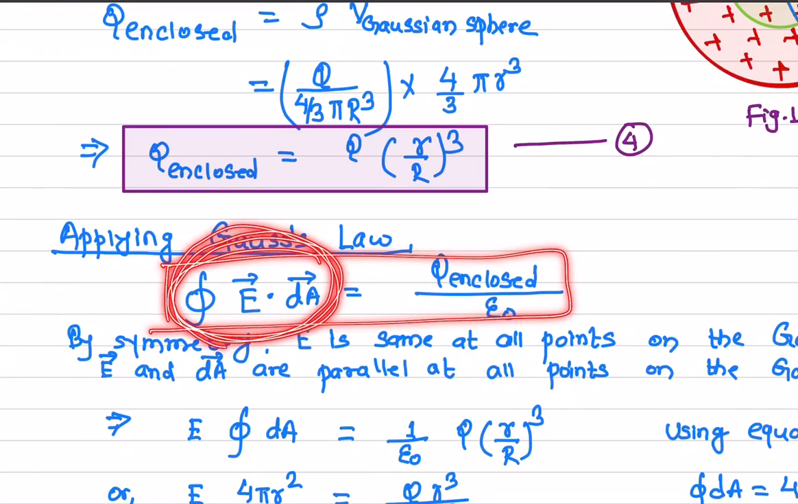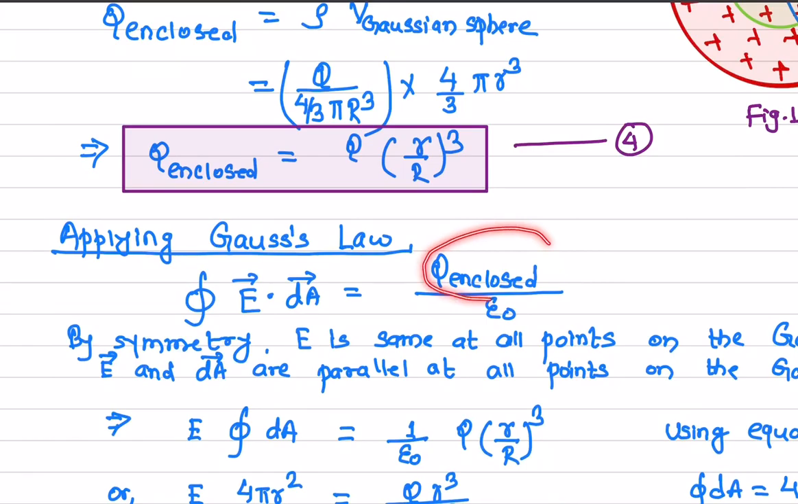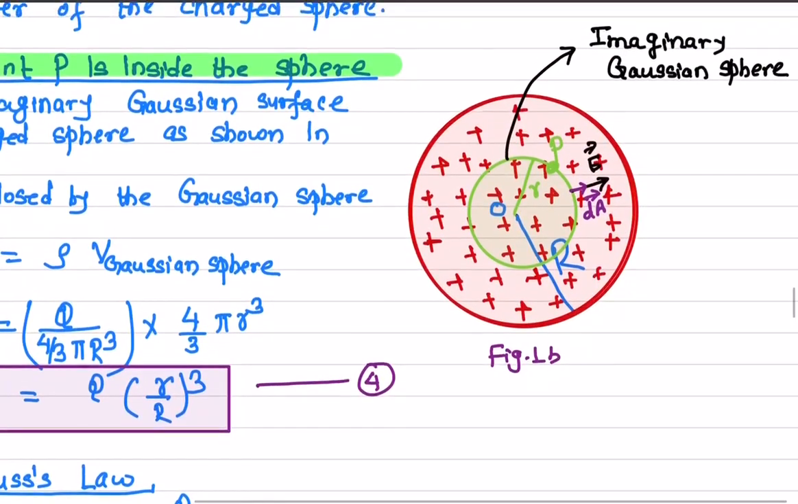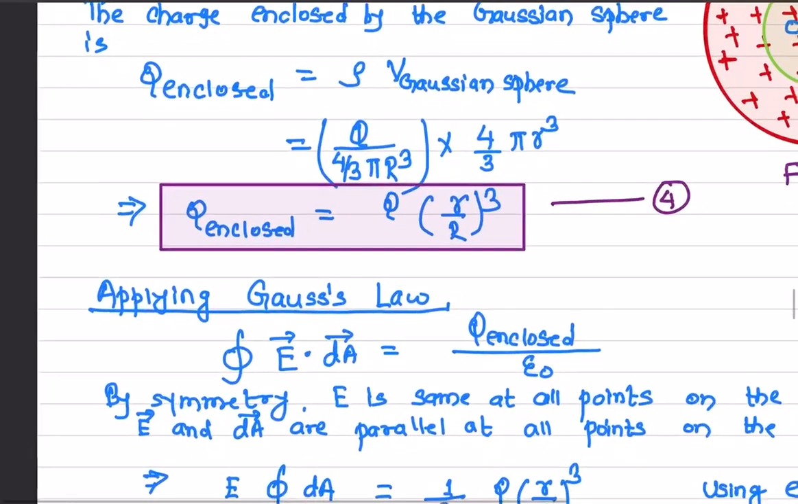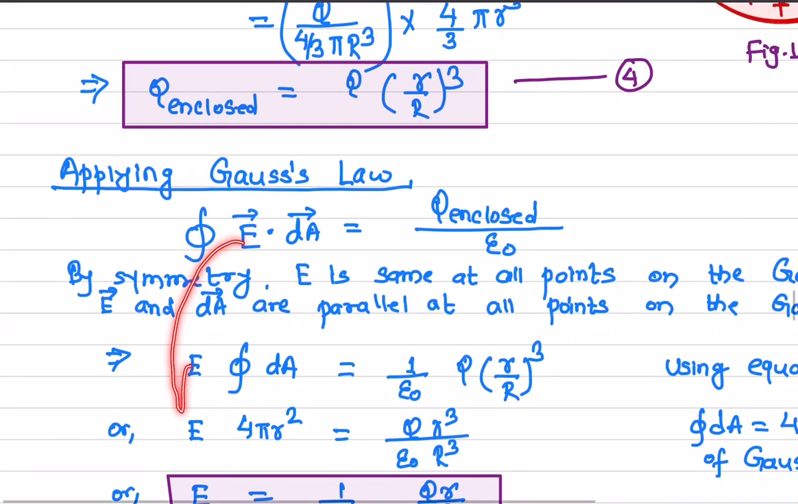This is Gauss's law. It tells you the total flux passing through the Gaussian surface is equal to Q enclosed divided by epsilon naught. At any point, E is constant. It does not change with location. If you choose any point here, E is exactly the same because of the spherical symmetry. So we take E out, and we are left with dA. And the angle between E and dA is 0 degrees.